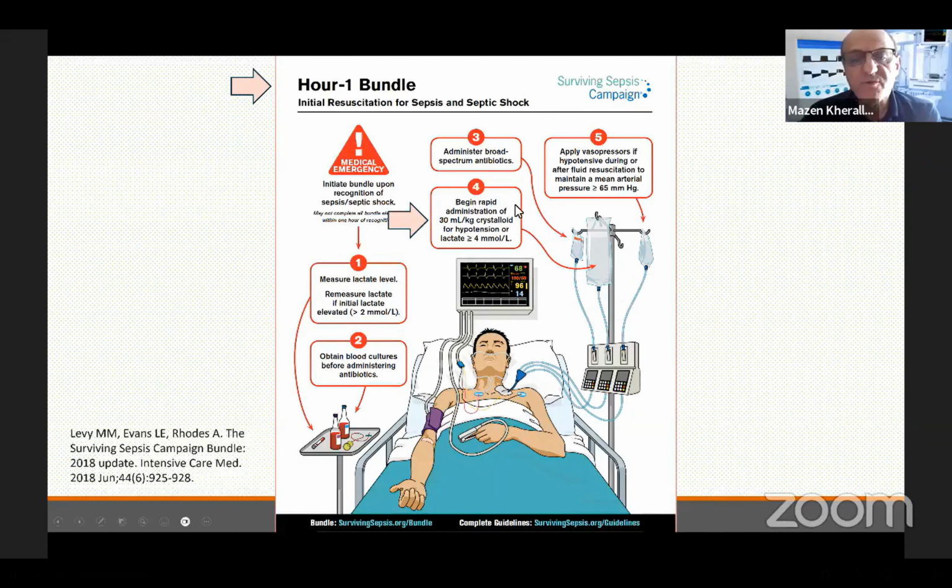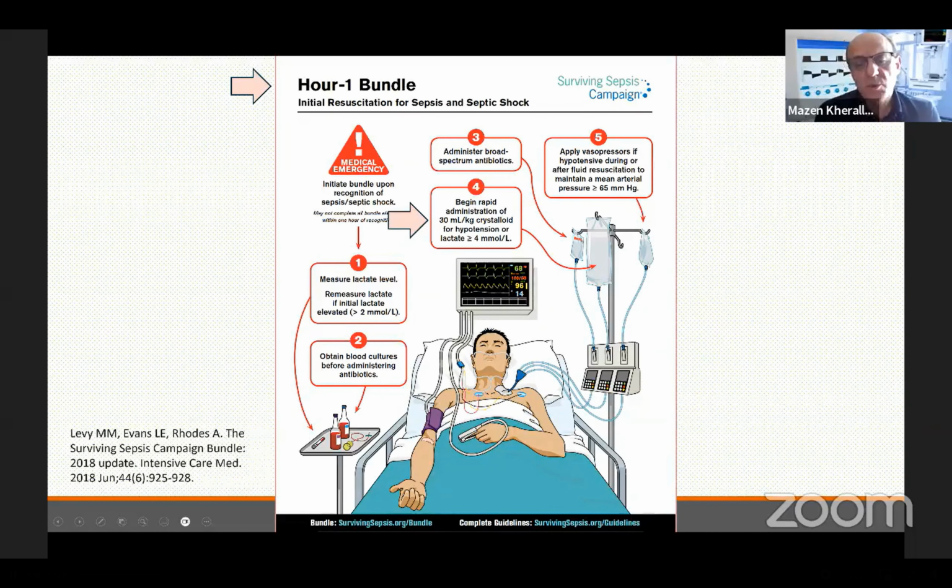Now, regarding this 30 ml per kg, number one, they did not define what they mean by the weight. Is it the actual body weight? Is it the predicted body weight or the ideal body weight? If we go with the actual body weight and imagine someone who has 200 kilos, he would end up having more than 6 liters of fluid as the initial bolus. So that needed to be clarified, and it is not very clear in the guidelines.